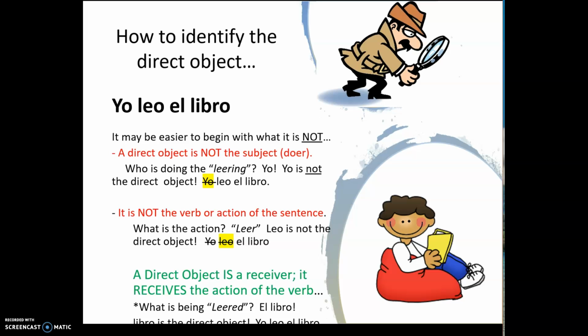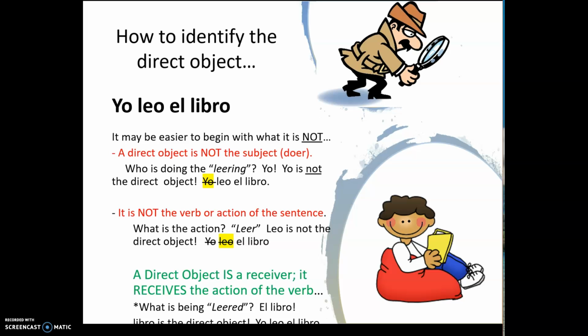So in Spanish, if you have a sentence, yo leo el libro, it may be easier to begin with what is not a direct object. So a direct object is not the subject. And you might ask yourself, gosh, I don't even remember what a subject is. Well, a subject is the doer of the action. So you ask yourself, who is doing the reading? And remember, we learned that with a verb that ends in O, the subject is yo. So yo is the subject of the sentence, not the direct object. So we can eliminate yo.